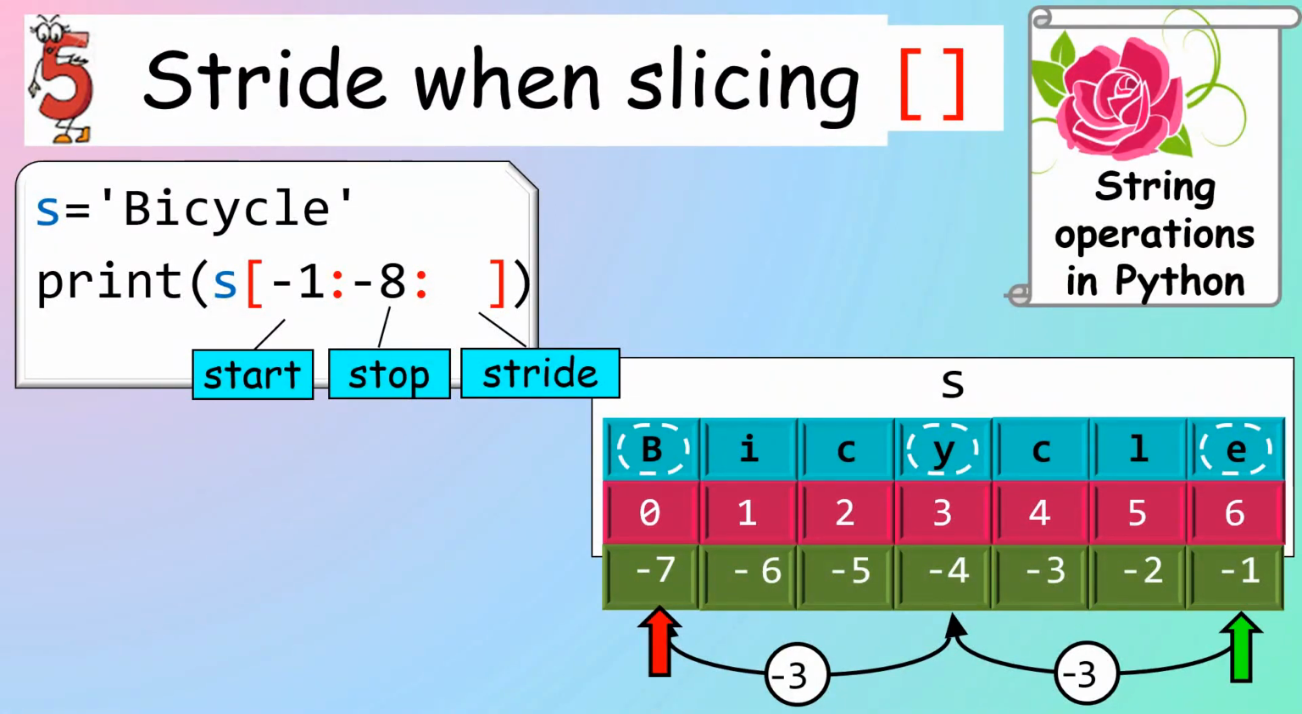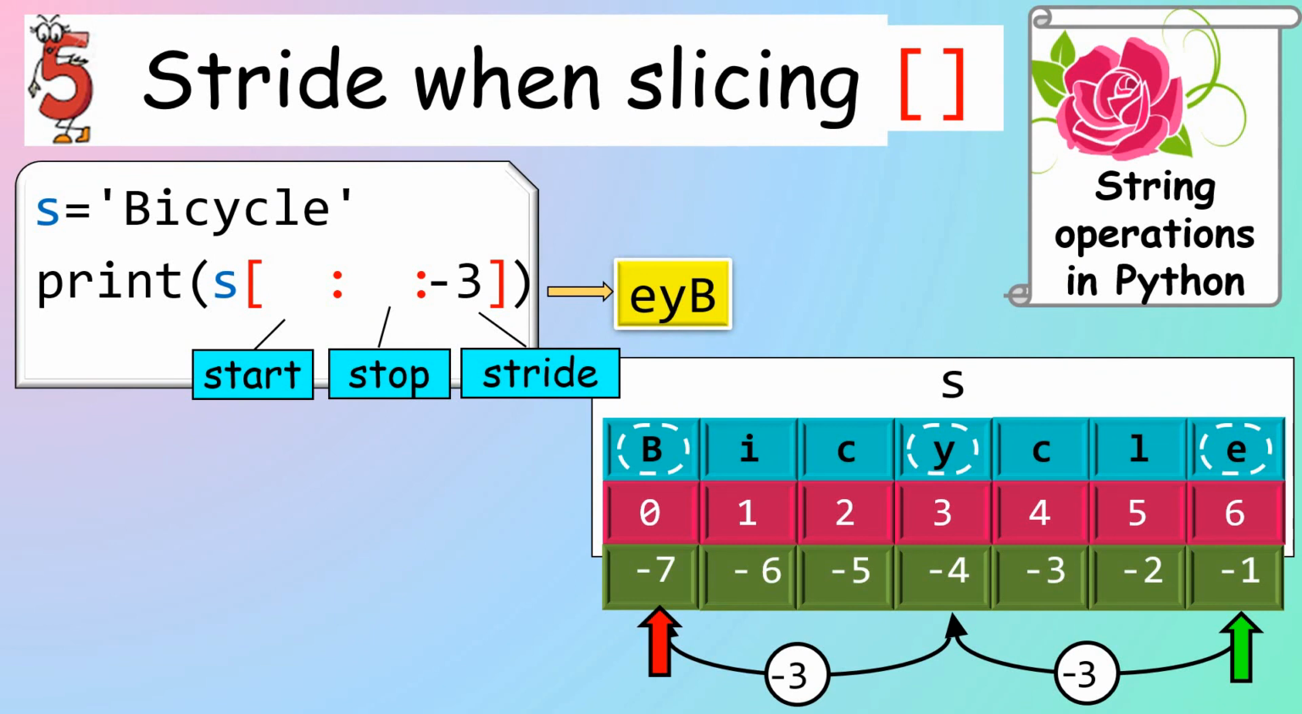And the stride value is -3. Because we are striding in the reverse direction, the stride is negative, -3. So this print statement will give the output as EYB. Here for the string S, -1 and -8, that is the start and stop values in the negative indexes are the default values. They can be omitted.